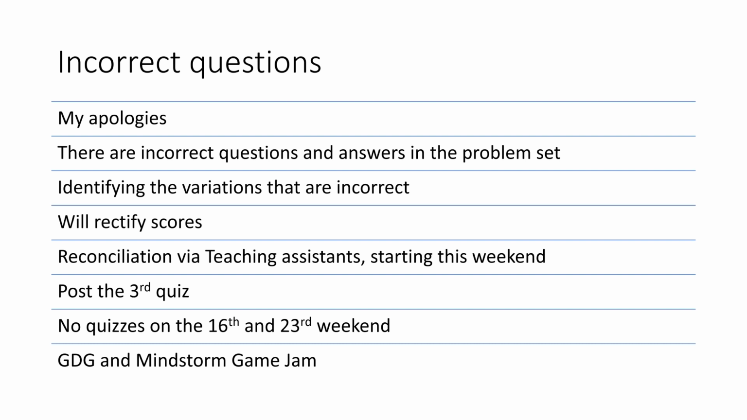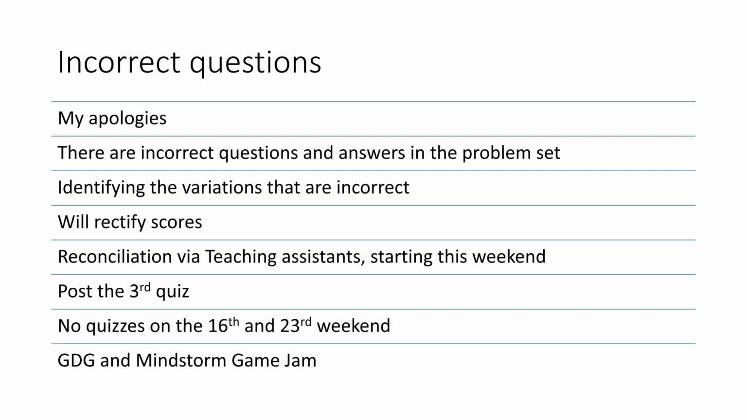Once we've identified all such variations of questions, we will give you a heads up that here are the TAs and here are the dates on which you can come in. You can come in, identify the variation that you took, identify the question that was incorrect from your perspective. The TAs will verify that that is indeed true, and if it is true, we will adjust your scores. This will happen post the third quiz.